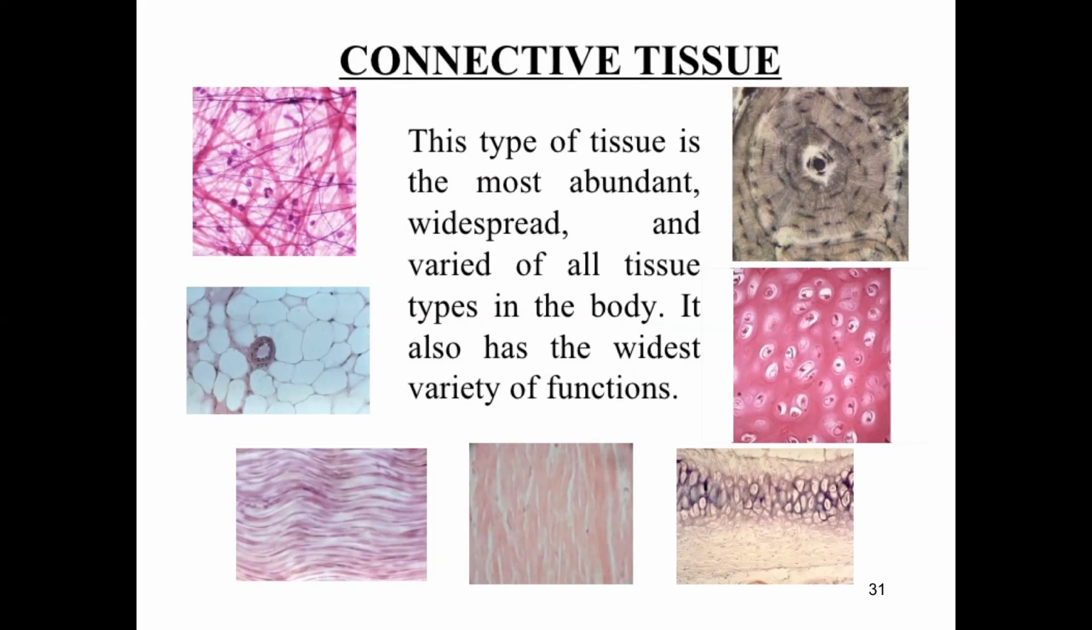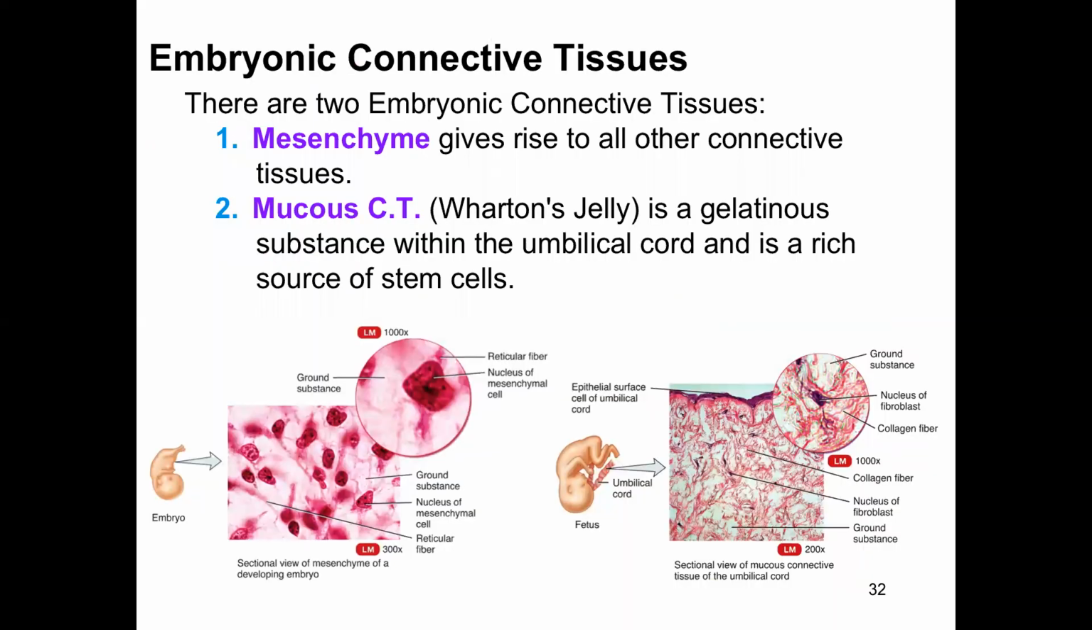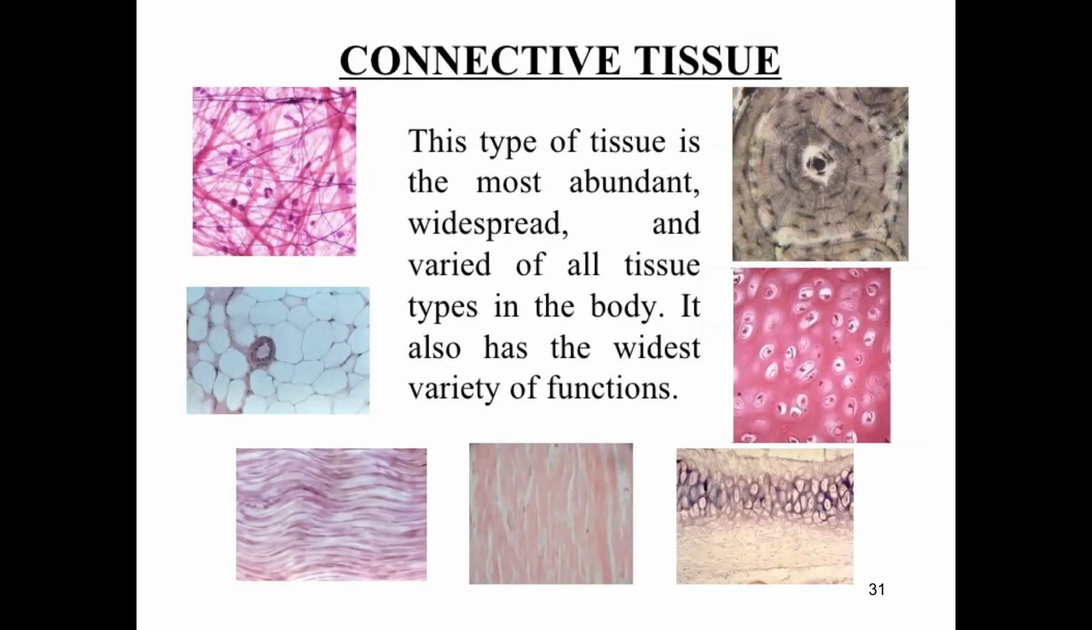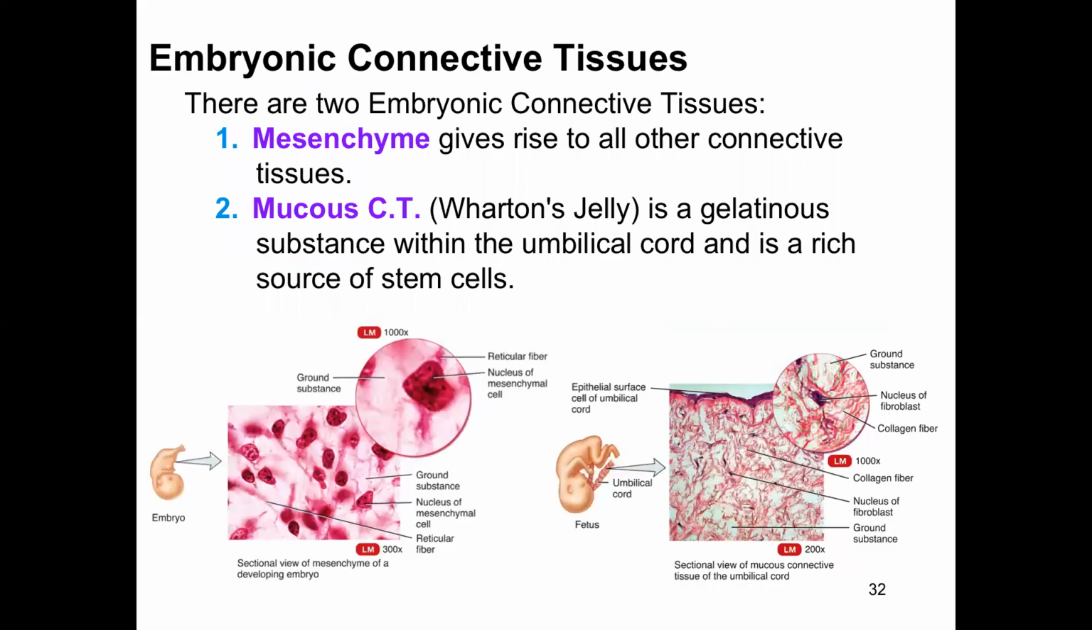So I'm getting into the embryonic connective tissues. This is where I'm talking about this. The 2 embryonic connective tissues are the mesenchyme, and that's what I'm saying gives rise to all of these connective tissues. So you can see it here. And like I said, mostly from the mesoderm, and a little bit from the ectoderm, specifically neural crest.